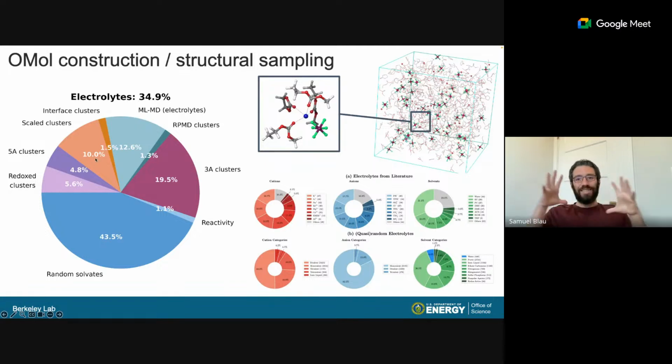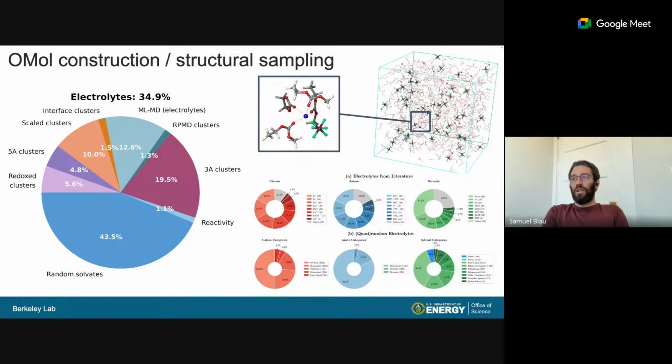We then also scaled the distance between the molecules in those clusters because you want to sample the intermolecular interactions at different distances, right? As you pull the molecules apart, you'll get weaker interactions. As you push them together, you'll get stronger interactions, and the machine learning potential needs to understand all of that. Those are the scaled clusters.